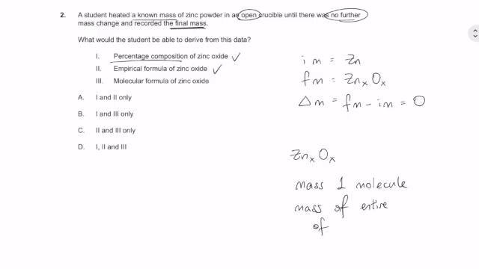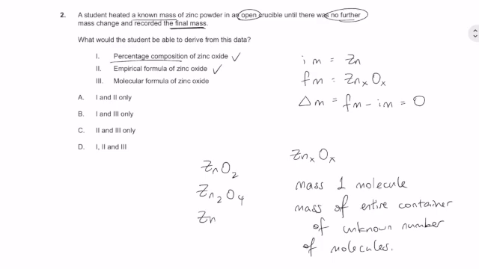Mass of the entire, let's say entire container of unknown number of molecules. What that essentially means is, for example, if it had an empirical formula of ZnO2, let's say, the molecular formula could be ZnO2, it can be Zn2O4, it can be Zn3O6, and so on and so forth. So you don't actually know the molecular formula of zinc oxide, which means that the answer for this is A.